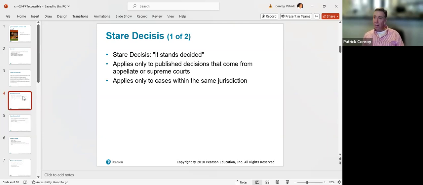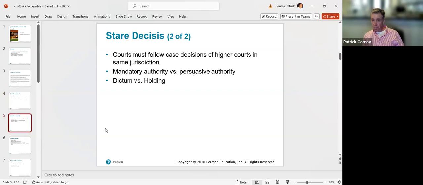So let's say the Mississippi Supreme Court made a decision. Louisiana would not be bound to follow it. Now, if it went to the Court of Appeals for our federal area, and we're in the same area as Mississippi, yes, we would have to follow it. If it was, say, California, we wouldn't. But if it goes to the Supreme Court of the US, everybody has to follow it. And that's what is meant by courts must follow case decisions of higher courts in the same jurisdiction. And that is mandatory authority.